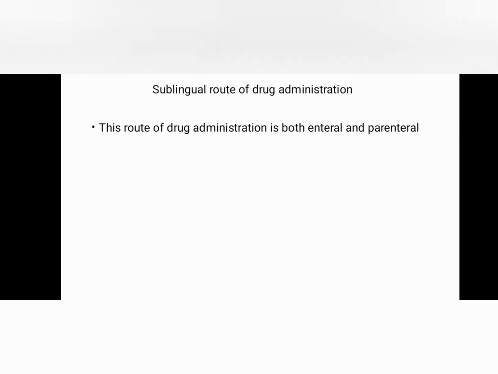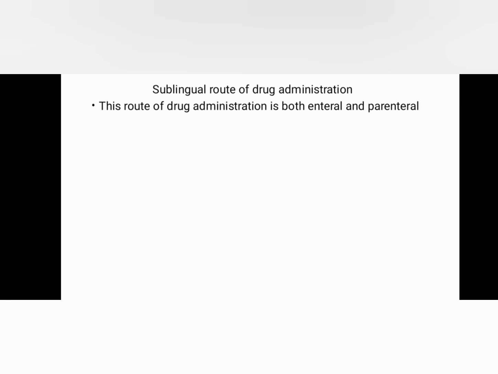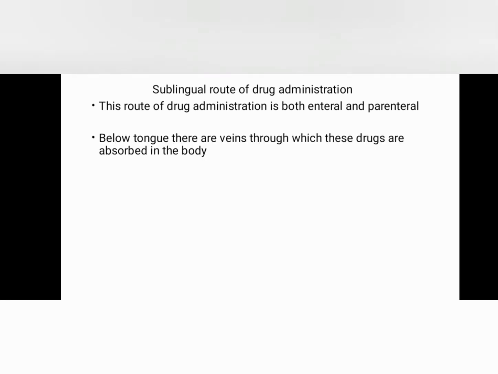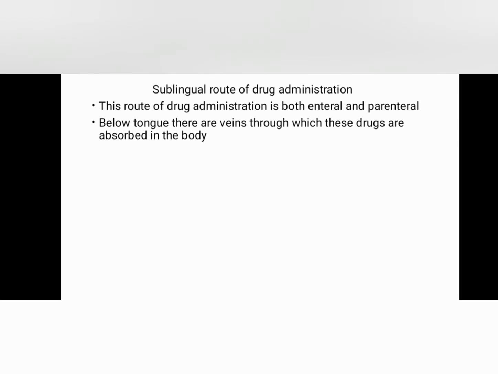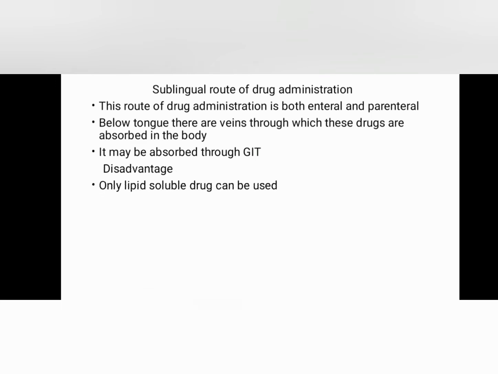Sublingual route of drug administration. In this route, the drug is placed below the tongue. Below the tongue, there are veins through which these drugs are absorbed into the body. So this is the parenteral route, or the drug may be swallowed, pass through the GIT and be absorbed through the GIT, so this is the enteral route. So this route of drug administration is both enteral and parenteral. Disadvantages: only lipid soluble drugs can be used. The liver is bypassed in just the parenteral route.